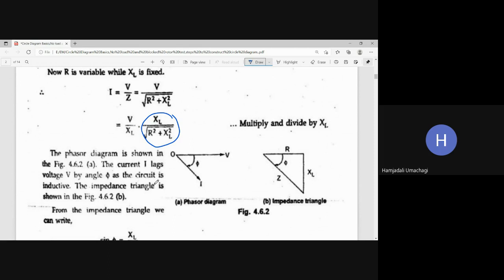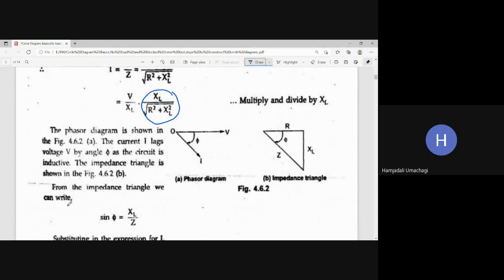The impedance triangle is shown in figure 4.6.2b. The impedance triangle consists of resistance, impedance, and reactance: R, Z, and XL. R is along the x-axis, XL is along the y-axis, and the resultant is the hypotenuse, that is Z. So this is the impedance triangle.